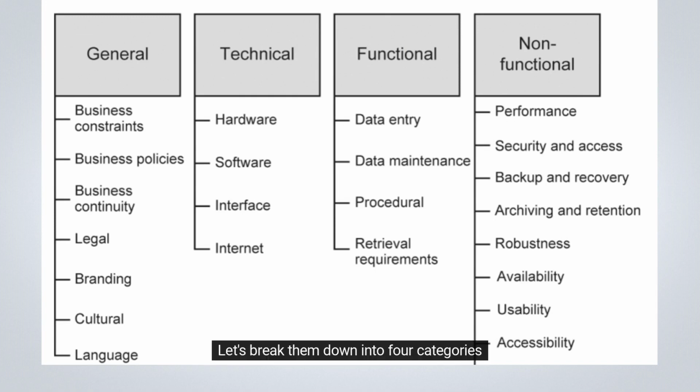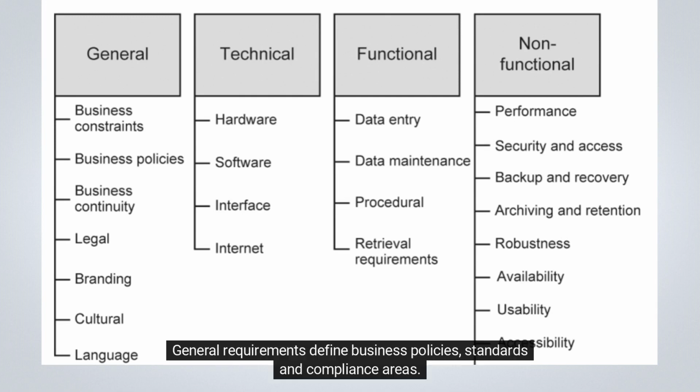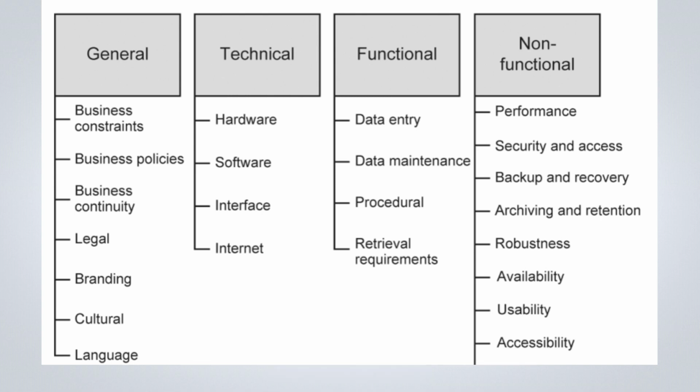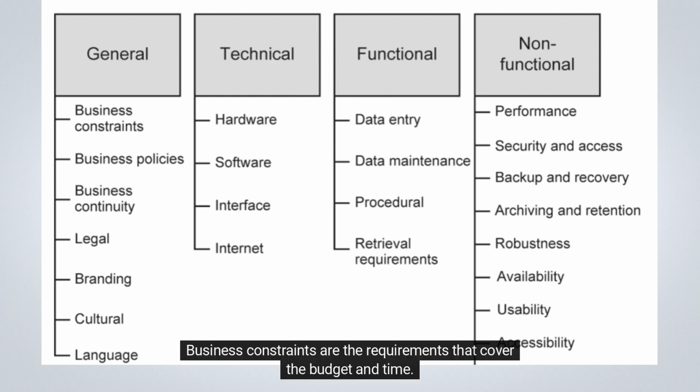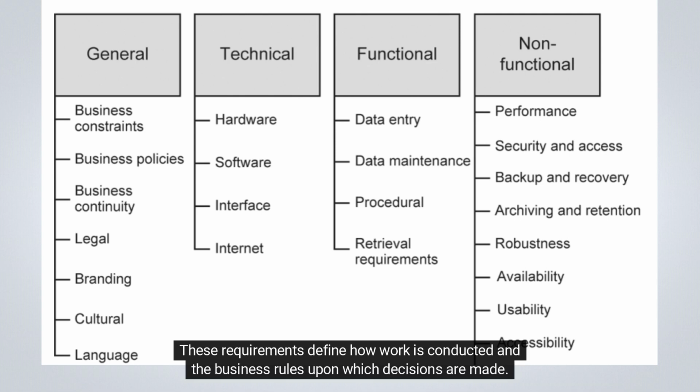Let's break them down into 4 categories. First is general. General requirements define business policies, standards, and compliance areas. It can be further subdivided as business constraints. Business constraints are the requirements that cover the budget and time. Then comes business policy. These requirements define how work is conducted and the business rules upon which decisions are made.